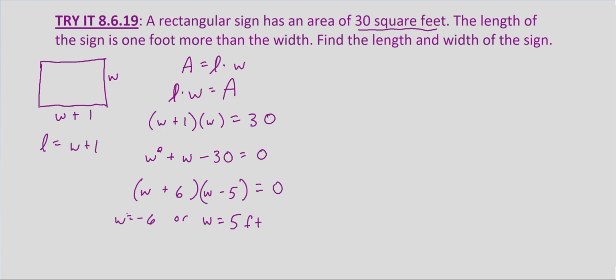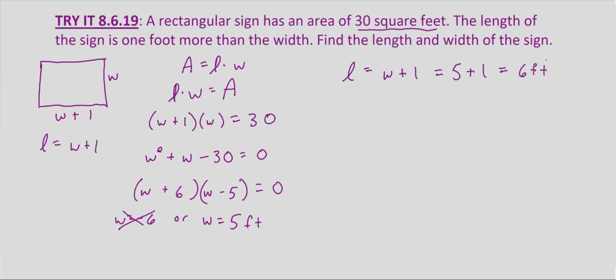Well, we can't have negative length, so we know that it's not W equals negative 6. We know the width is 5 feet. So if the width is 5 feet, then the length equals W plus 1, the width plus 1, which equals 5 plus 1, which equals 6 feet.